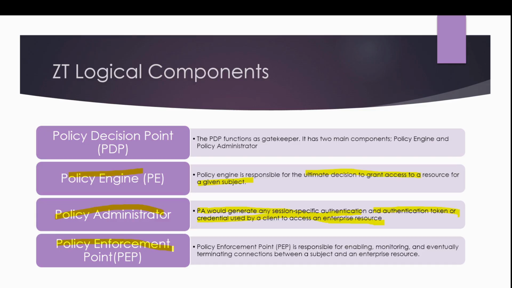The next thing is the policy enforcement point, the PEP. Whatever the policy engine and the policy administrator have decided, the PEP will enforce. It makes sure that whatever was decided is enabled, monitored, and eventually that connections between the subject and the enterprise resources are terminated, right? Whatever actions are defined here, it makes sure they happen, either enabling monitoring or terminating connections. You can think of it like a firewall. If the policy says allow this connection, the firewall allows it. If not, it drops the connection and sends a reset signal. That action is known as the PEP, the policy enforcement point.